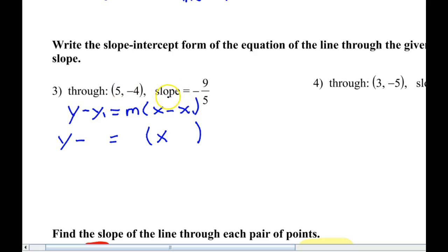Okay. So slope is -9 fifths, right? So I'm plugging in m, -9 fifths, with no slope there. And x and y. Which one goes in carefully? Which one goes here first? Yeah, that's the -4. And then of course over here is the 5.